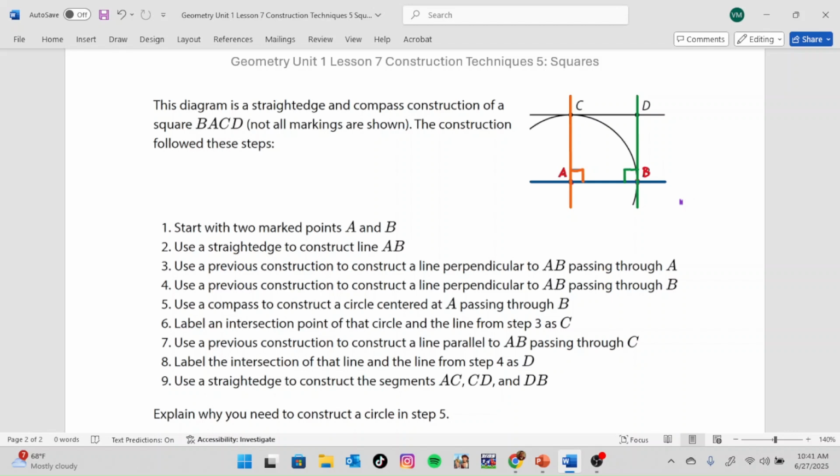Step 5. Use a compass to construct a circle centered at A, passing through B. So they put the point of their compass on A, they put the pencil on B, and they drew the circle going through point B.